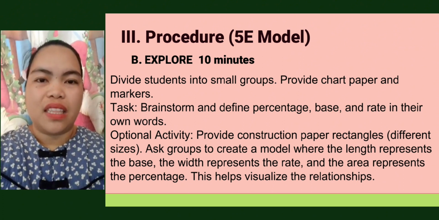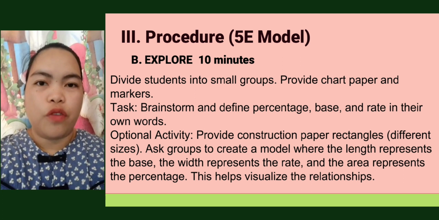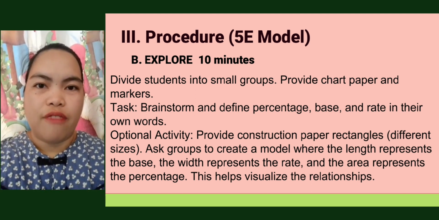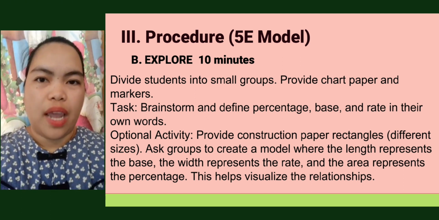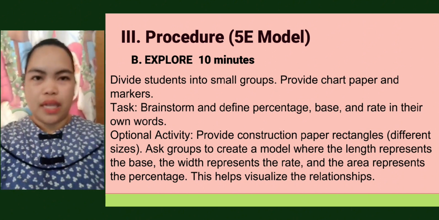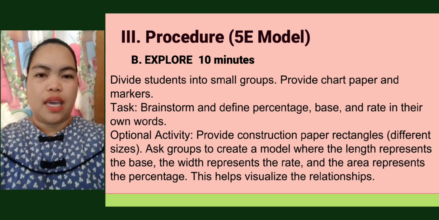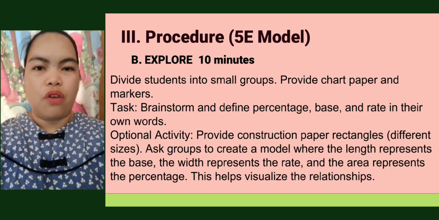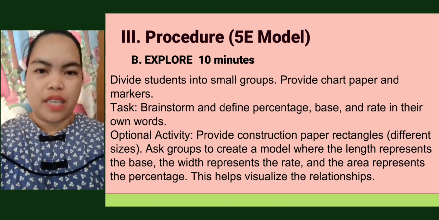And then the second activity that we are going to give them is that we provide construction paper rectangles, which also have different sizes. Then we are going to ask groups to create a model where the length represents the base, the width represents the rate, and the area represents the percentage. It helps visualize the relationships of this activity to our topic, which is percentage, base, and rate.